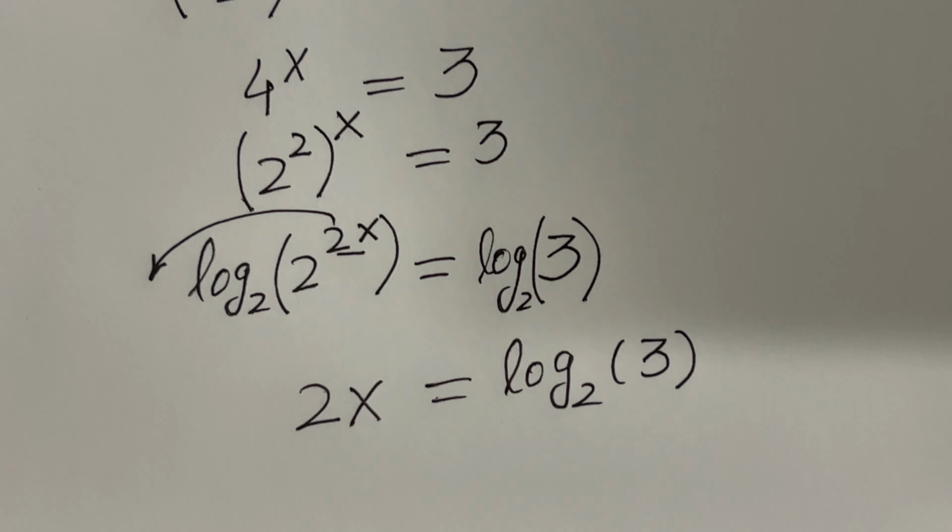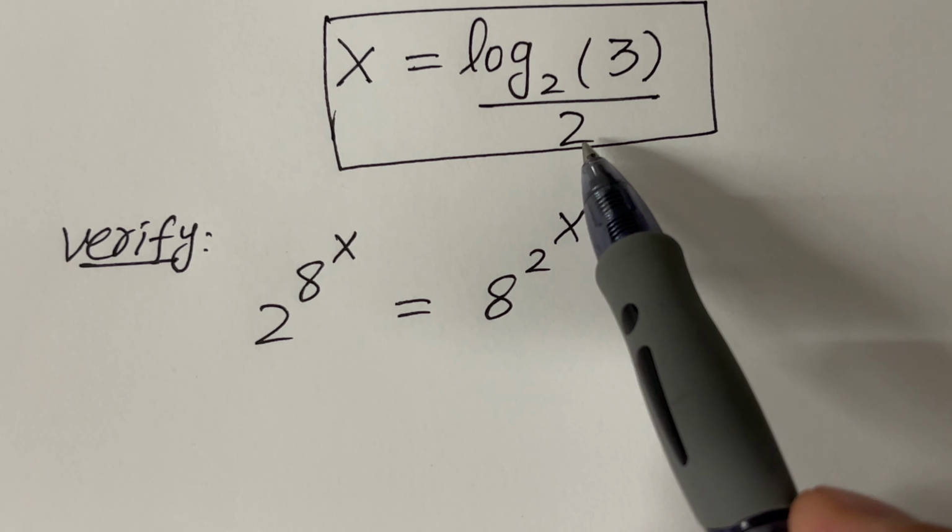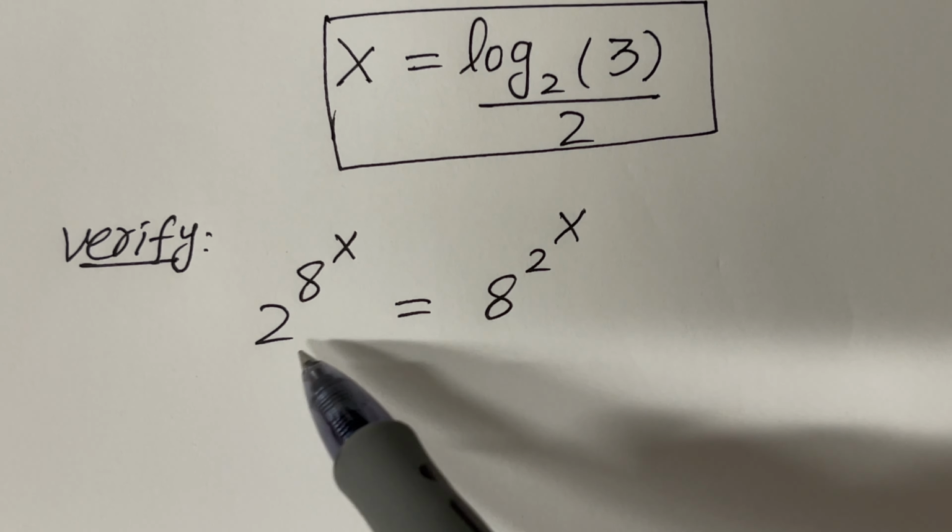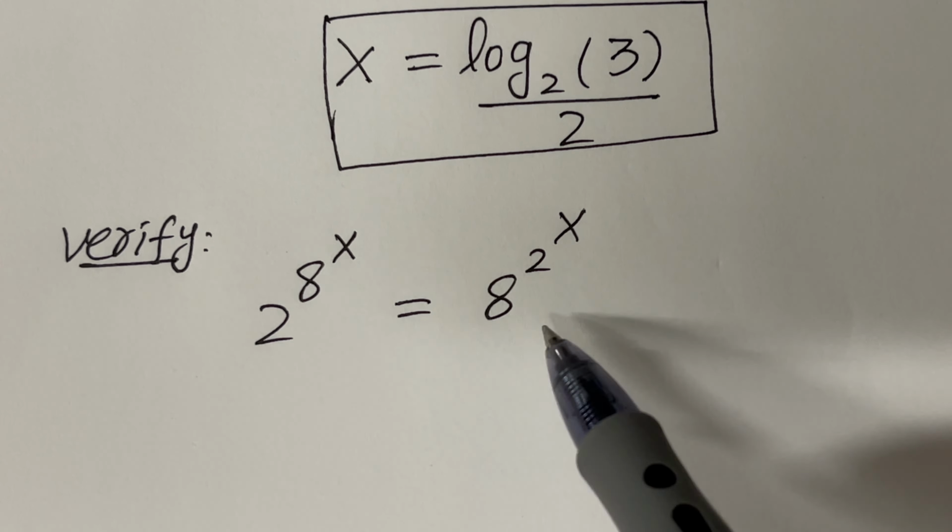The given equation was 2 raised to the power 8 raised to the power x, and the right hand side was 8 raised to the power 2 raised to the power x. x was log base 2 of 3 divided by 2, and we want to verify if it satisfies this given equation. So first of all, let me rewrite x in a slightly different way that will help us verify this equation. I can write x equal to 1 over 2 times log base 2 of 3.